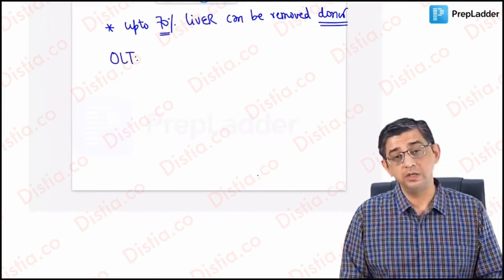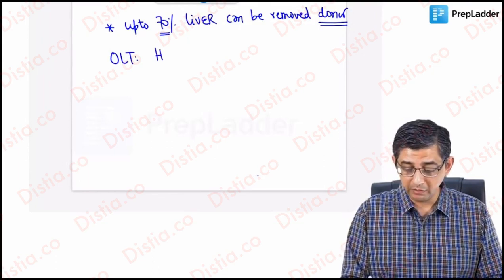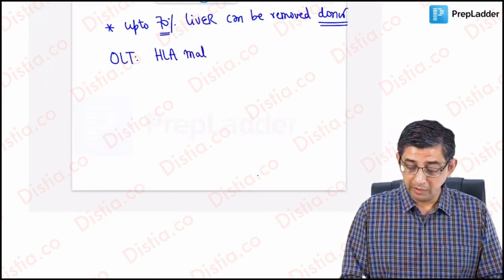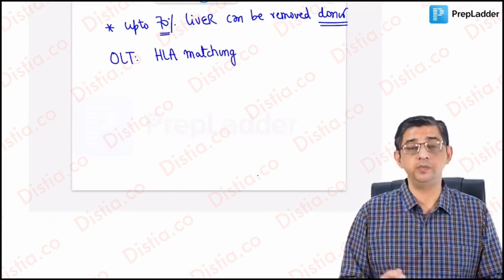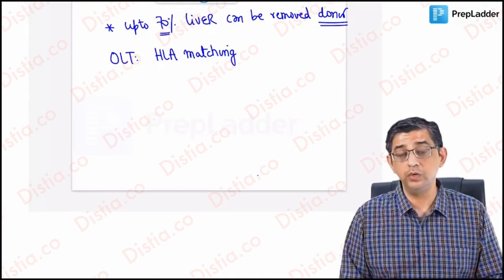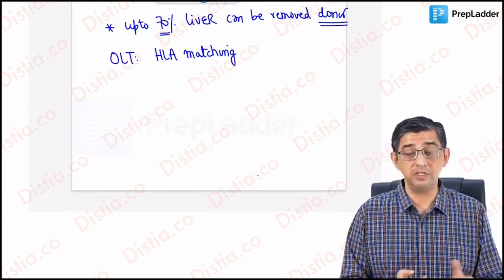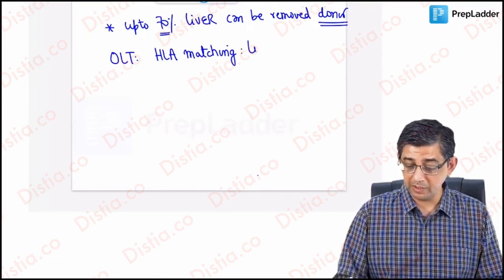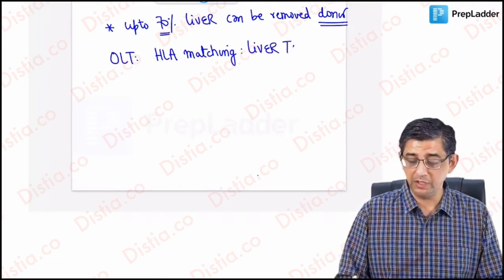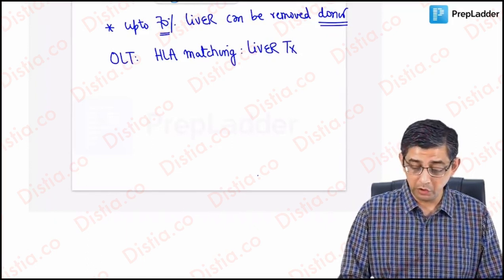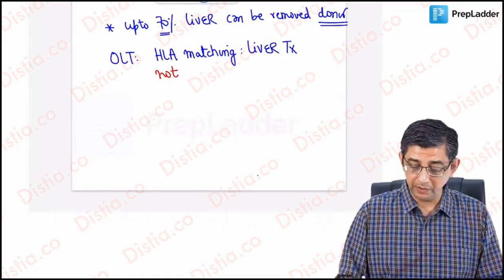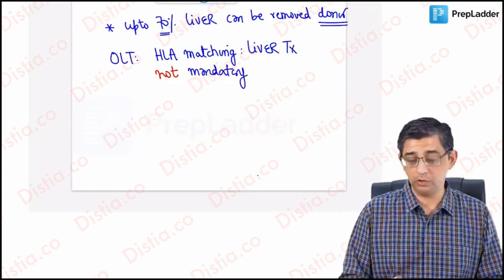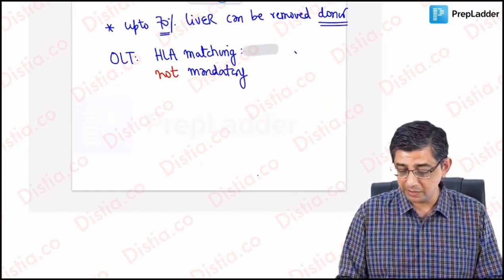Orthotopic liver transplantation is definitely the need of the hour based on the MELD score of the patient. Whenever you tell the relatives that we are going to plan a liver transplantation, they will definitely ask, are you doing matching? Because in kidney transplantation, we are always very particular about the matching component. But I want you to remember, for liver transplantation, listen to my words very carefully, HLA matching is not mandatory. I repeat once again, HLA matching is not mandatory whenever you are planning an orthotopic liver transplantation in a patient.